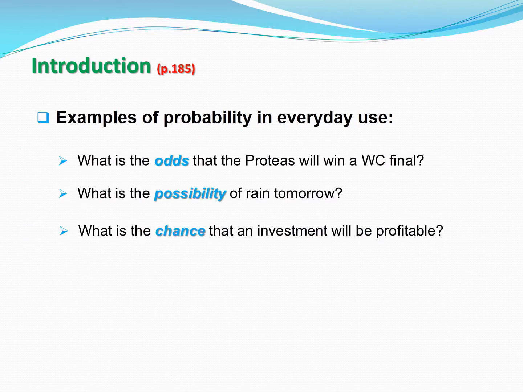Probability is a numerical measure of the chance that some event will occur. So you've used probability in everyday life before and you might not have realized it. There's different terms that we use for probability. For instance, what is the odds that the Proteas will win a World Cup final? Well, not very good if you look at their track record. Or what is the possibility of rain tomorrow? Or what is the chance that an investment will be profitable?